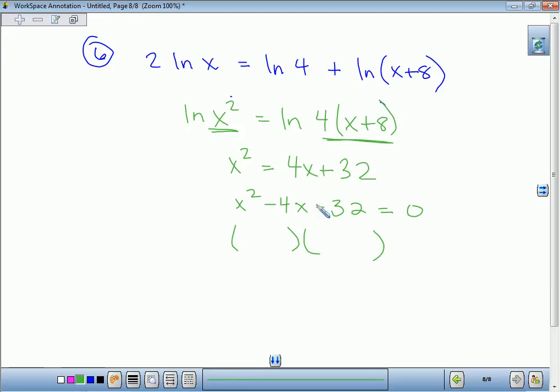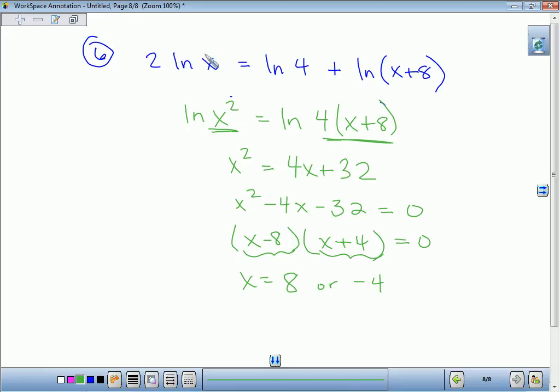So when we move the 4x and the 32 over, it factors so nicely. What can you multiply to get negative 32 that you can add to get negative 4? Negative 8 and positive 4. So, what value of x would make this factor equal to 0? 8. What value of x would make this factor equal 0? Negative 4. Do they both work?